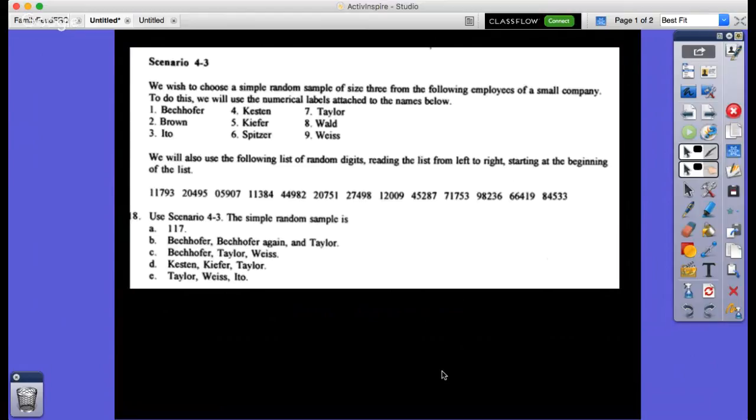It then says we will use the following list of random digits, reading the list from left to right, starting at the beginning of the list. Big concept, you need to know this. Like a huge simulation, how to explain it. Huge concept, for the test and possibly an FRQ. So just study it for the FRQ. In scenario 4.3, the simple random sample is what?